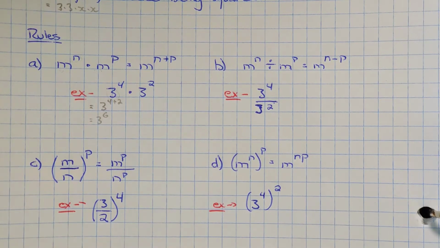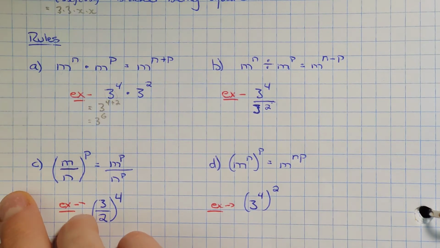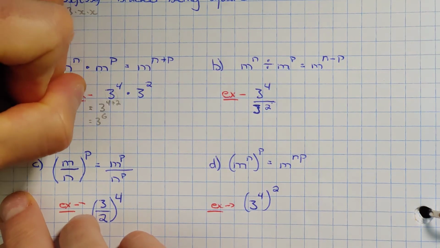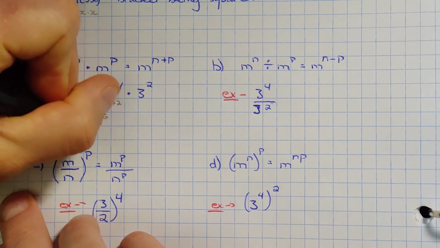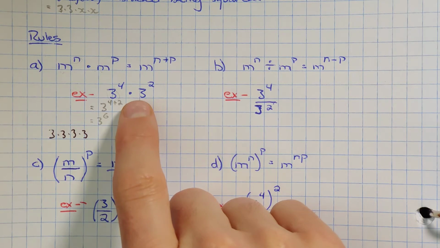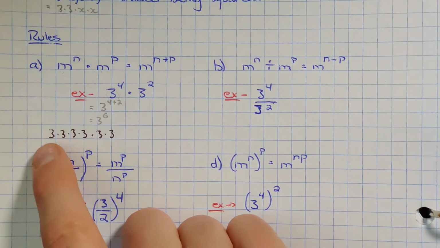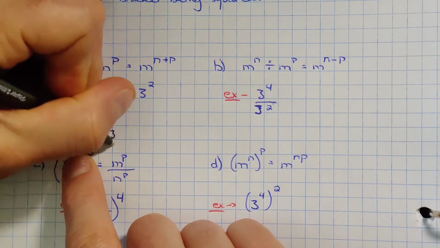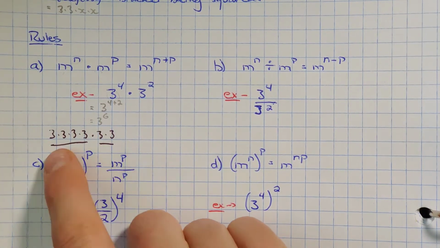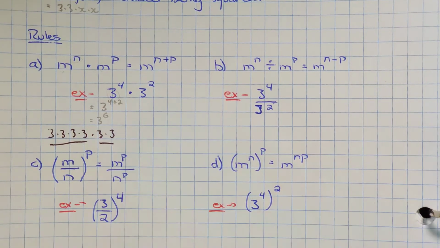And for some people that might seem kind of weird. Why is that? Well, 3 to the power of 4, so I'm going to rewrite it here, is 3 times 3 times 3 times 3. And then we have 3 to the power of 2 being multiplied, so that's 3 times 3. So there's 3 to the power of 4, there's 3 to the power of 2, so they total up to 3 to the power of 6. And so we just end up adding the exponents.